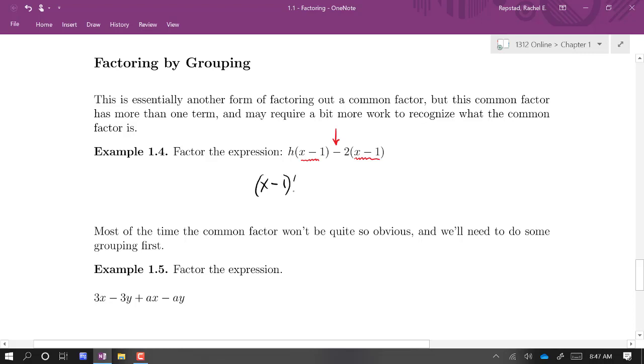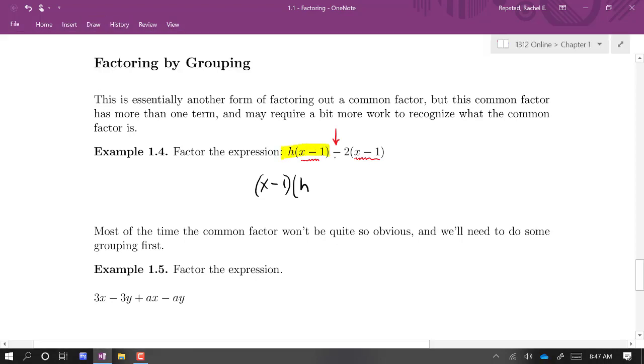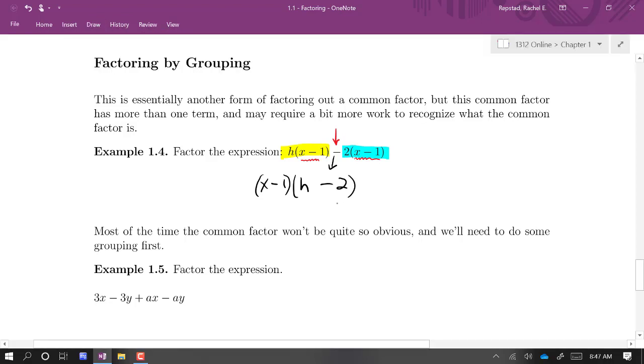And then what goes inside? What do I multiply by x minus 1 to get that first product? Well, I just have to pick up that h, bring down the minus. What do I multiply by x minus 1 to get that second product? And there I need the 2. So there's that expression.